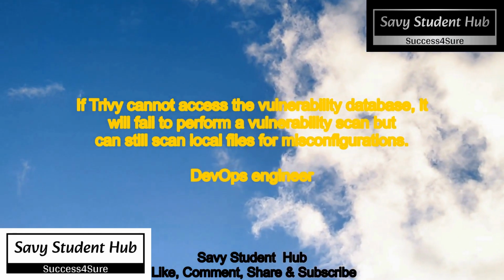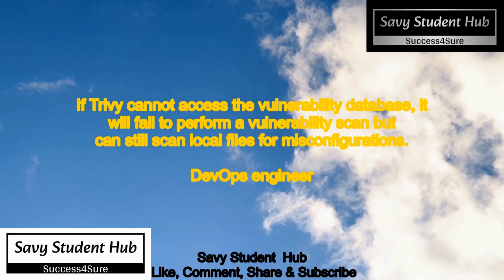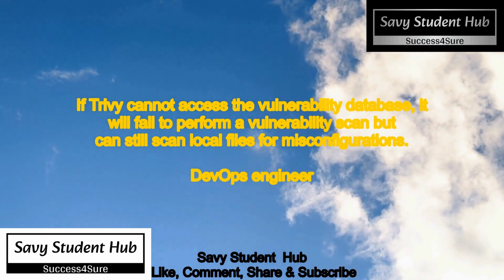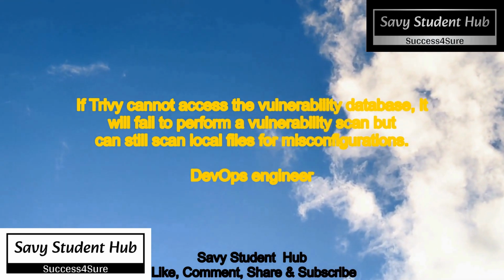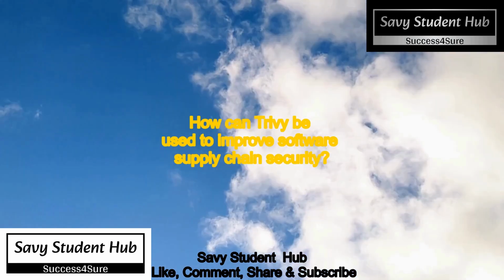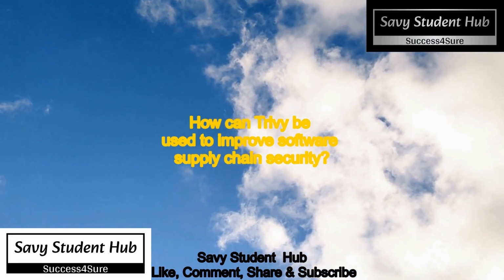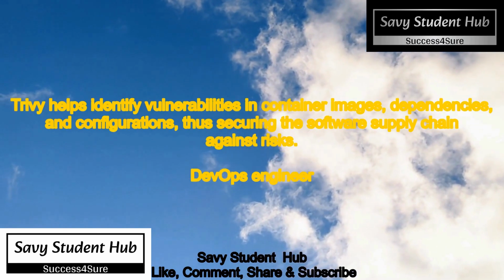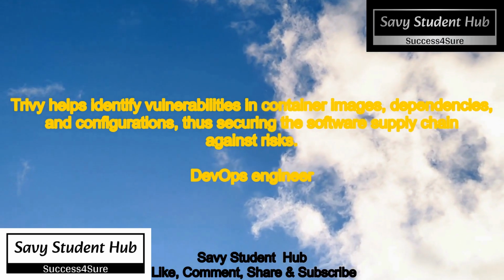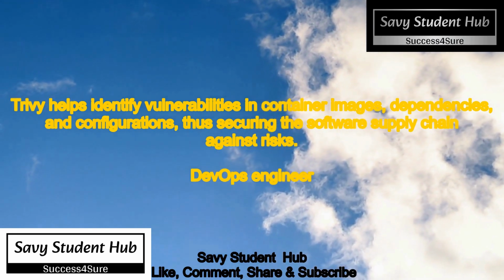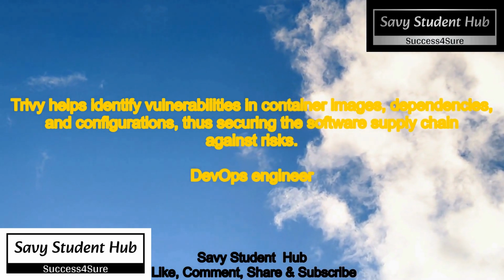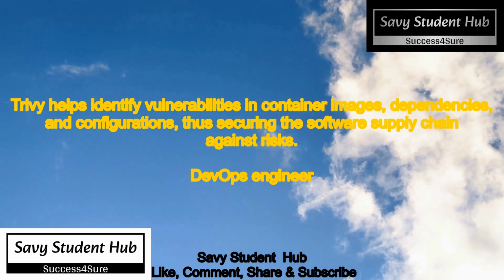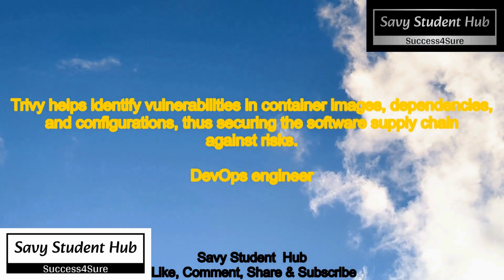If Trivy cannot access the vulnerability database, it will fail to perform a vulnerability scan but can still scan local files for misconfigurations. How can Trivy be used to improve software supply chain security? Trivy helps identify vulnerabilities in container images, dependencies, and configurations, thus securing the software supply chain against risks.